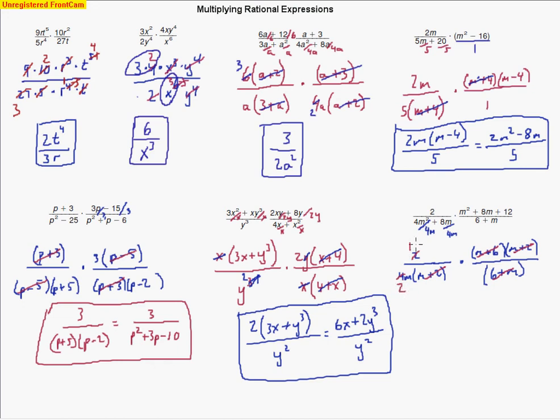Let's see what's left over. Well, just a 1 on top of the fraction. And down below, well, we have the 2m. So 1 over 2m is our answer.